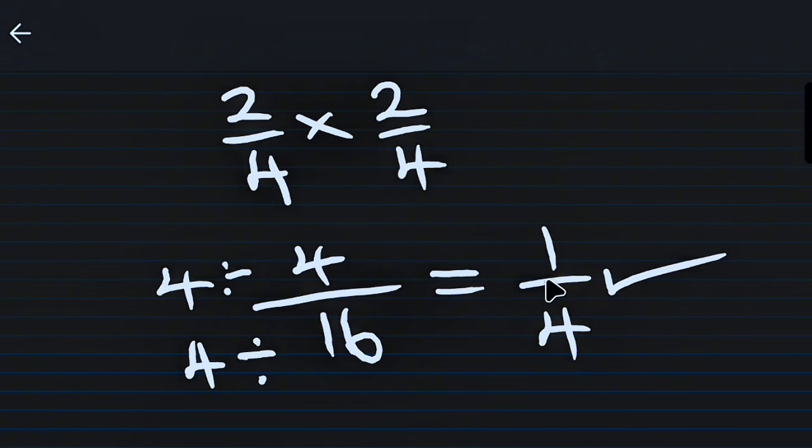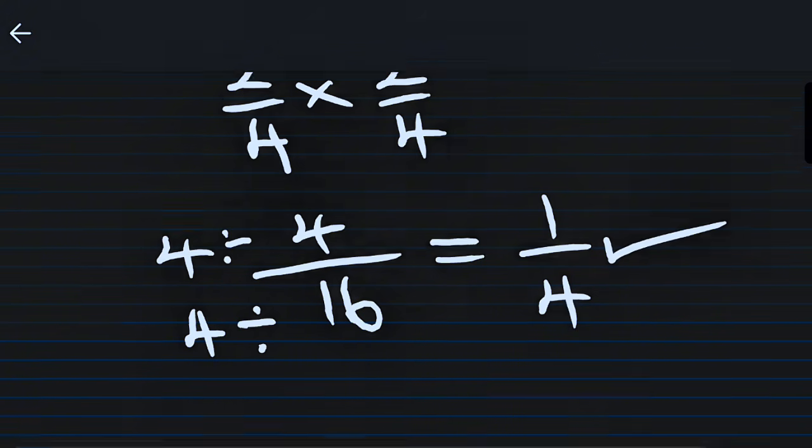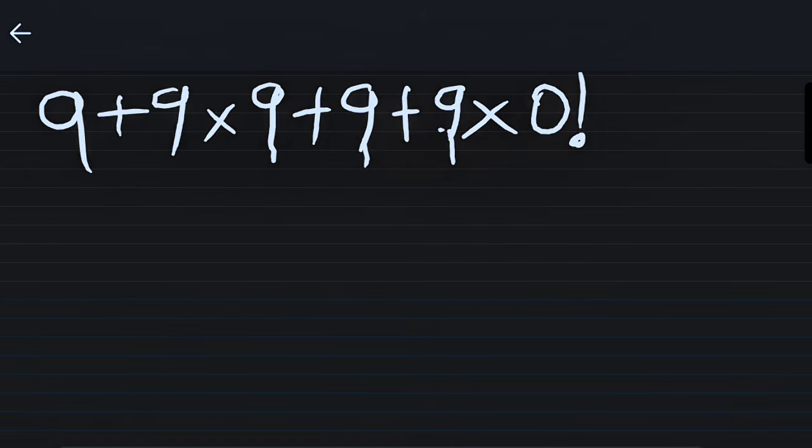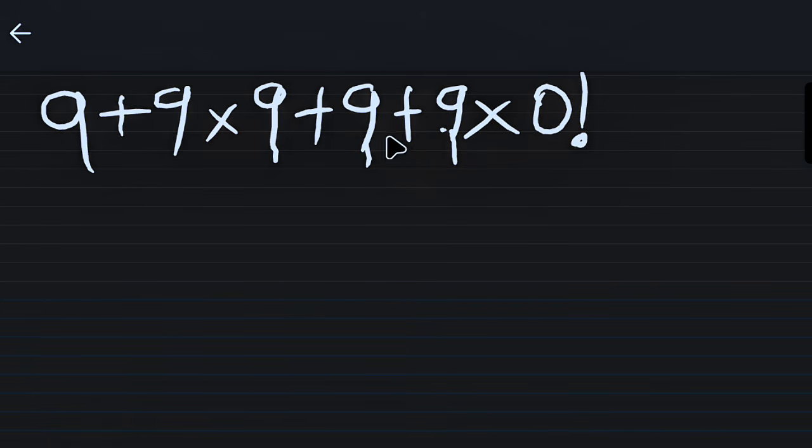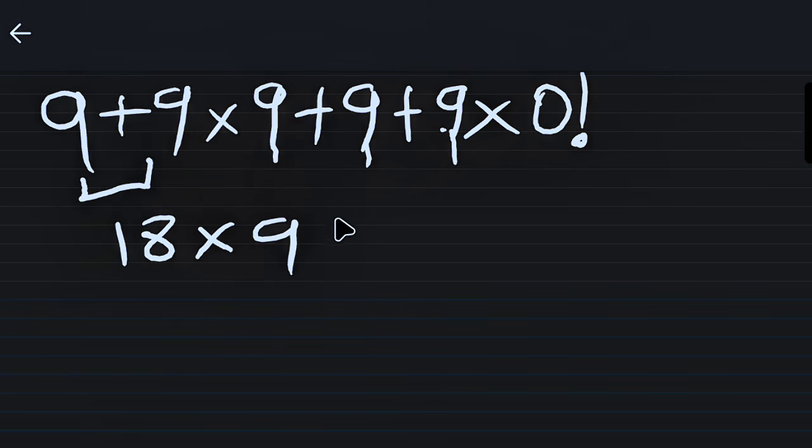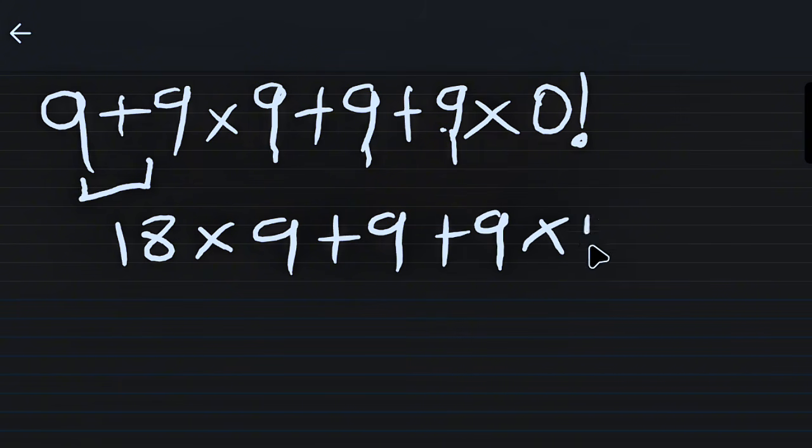Now let's look into one more question together. In this given expression, 9 plus 9 multiplied by 9 plus 9 plus 9 multiplied by 0 factorial. Now most people, when solving this particular expression, added these two numbers together: 9 plus 9 equals 18, multiplied by 9, plus 9 plus 9 multiplied by 0.